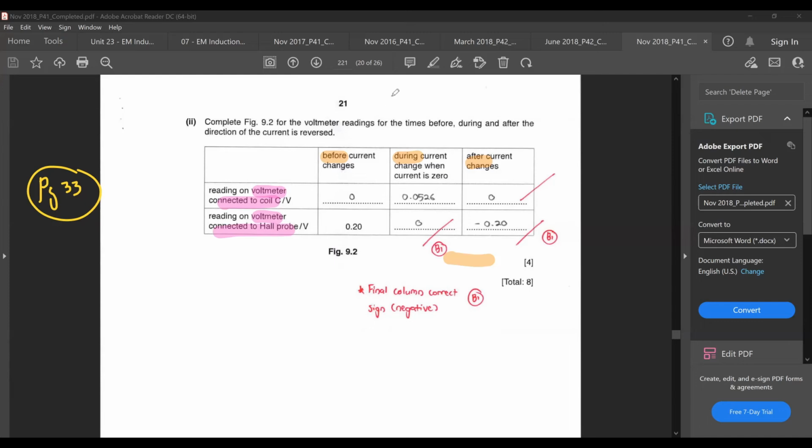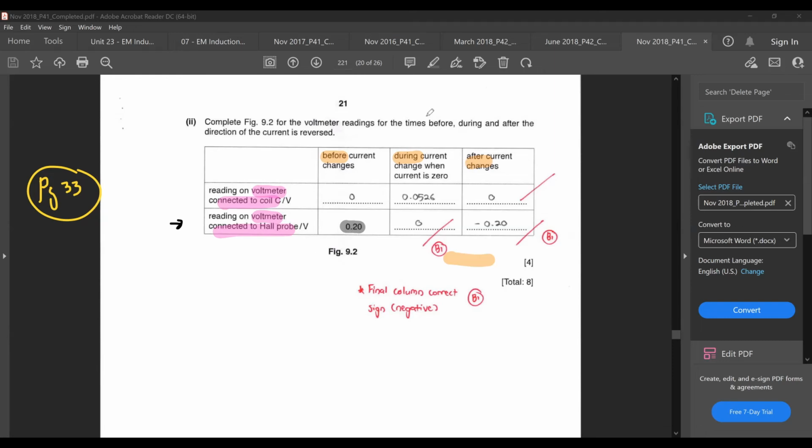So if we just single out the Hall probe one first, Hall probe one seems to be the easiest one to do. Before current change, it was 0.20. Because your current is constant that time, your magnetic field is constant, so your flux density will be constant. Let's not talk about the thing being constant. Just know that before the current change, there's current running, there's magnetic field. You can actually measure the flux density there, whose value is 0.2.